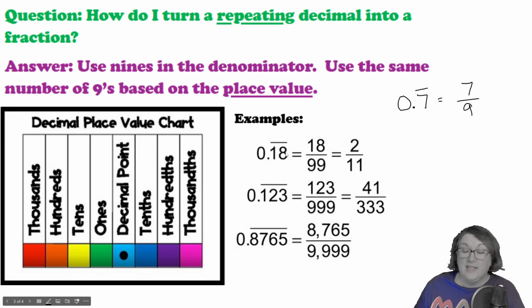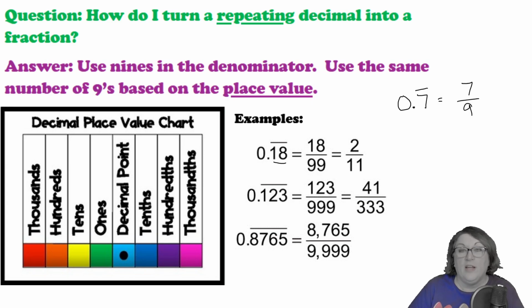Now for 18, there's 2 digits repeating here, 0.18 repeating. So I'm going to place those 2 digits over 2 nines. So however many digits are repeating, that's how many nines you're going to use, right? This one I have 3 digits repeating. 1, 2, 3 is repeating. So I'm going to place that number over 3 nines this time. And then the final example here has 4 digits that are repeating, 8765. So we're going to take that and put it in our numerator and then place it over 4 nines. And they have simplified these fractions for you guys as well.